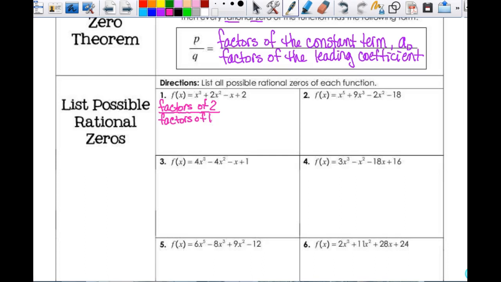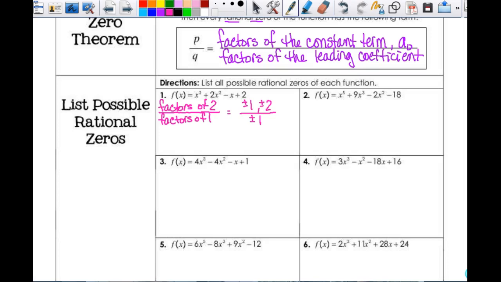Okay. So, how many factors does 2 have? Well, what 2 numbers multiply to give me 2? 1 and 2, right? It's not real hard, right? That's it. I mean, very minimal. But it could be 1 and 2. It could be negative 1 and negative 2, right? So my factors are plus or minus 1 and plus or minus 2. Okay? Then in the denominator, my factors of 1 are just plus or minus 1.